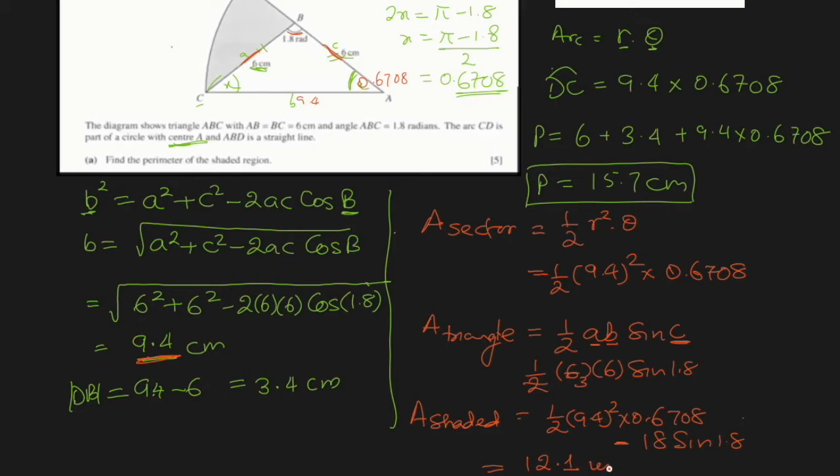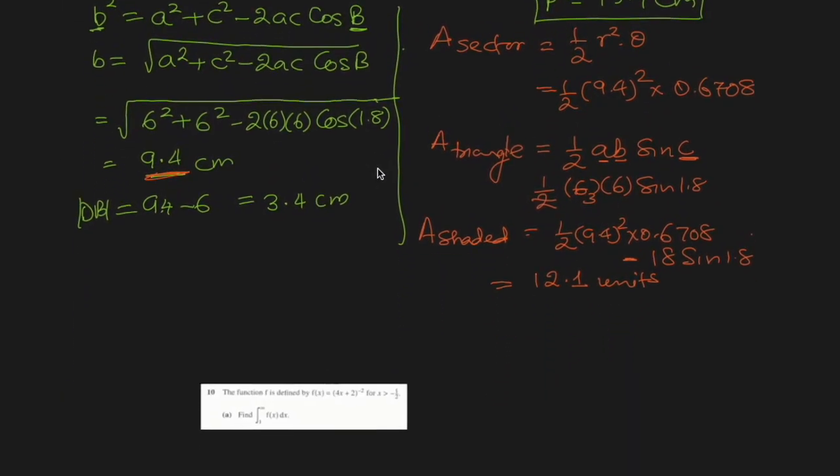My answer comes out to be 12.1 units square. This is the answer of the B part. Let's go to question number 10. The function f is defined as this, okay?